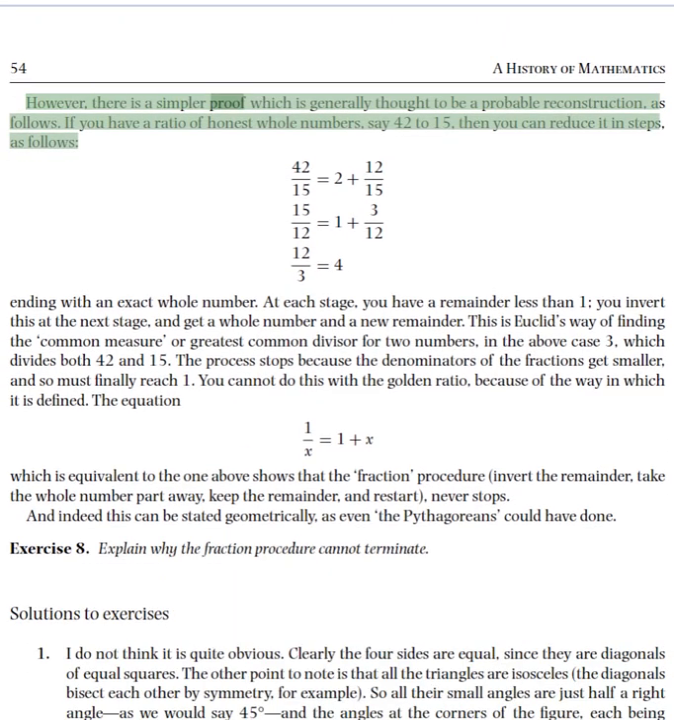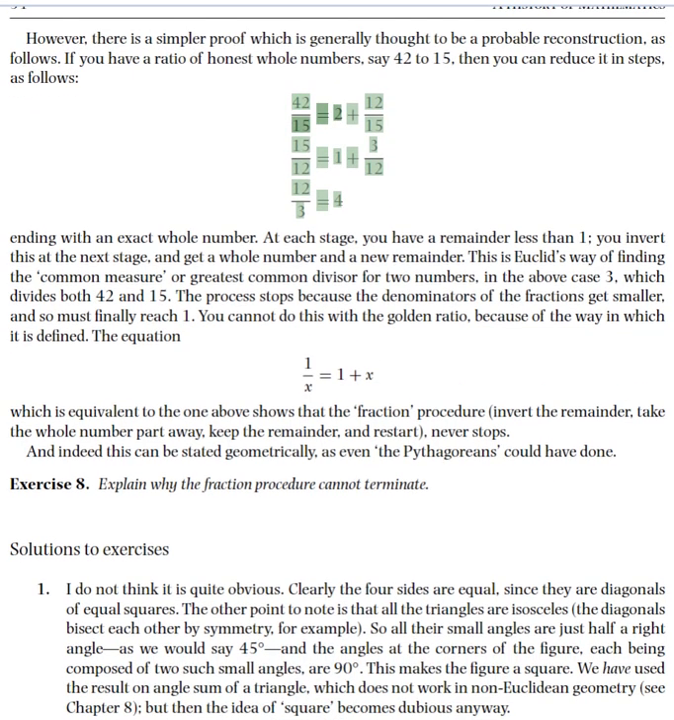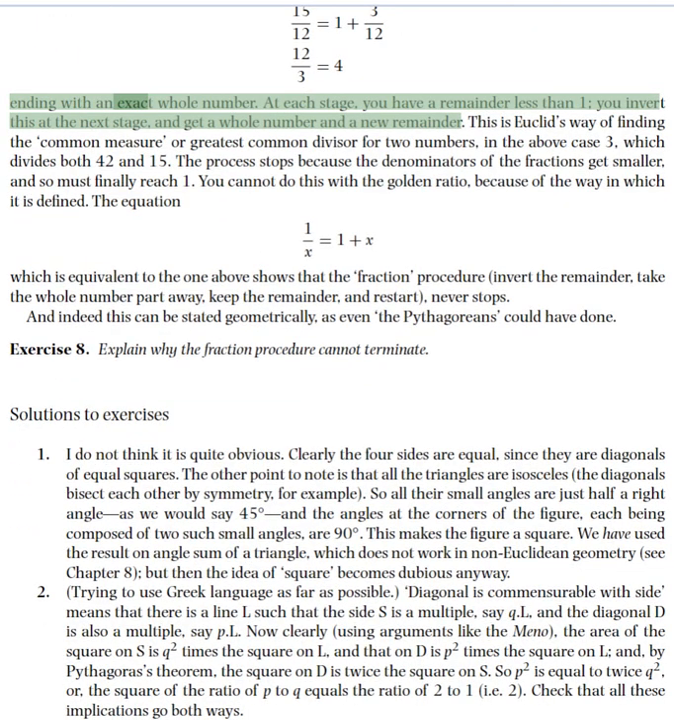However, there is a simpler proof which is generally thought to be a probable reconstruction, as follows. If you have a ratio of honest whole numbers, say 42 to 15, then you can reduce it in steps, as follows. 42/15 is equal to 2 plus 12/15, 15/12 is equal to 1 plus 3/12, 12/3 is equal to 4. Ending with an exact whole number. At each stage, you have a remainder less than 1, you invert this at the next stage, and get a whole number and a new remainder.